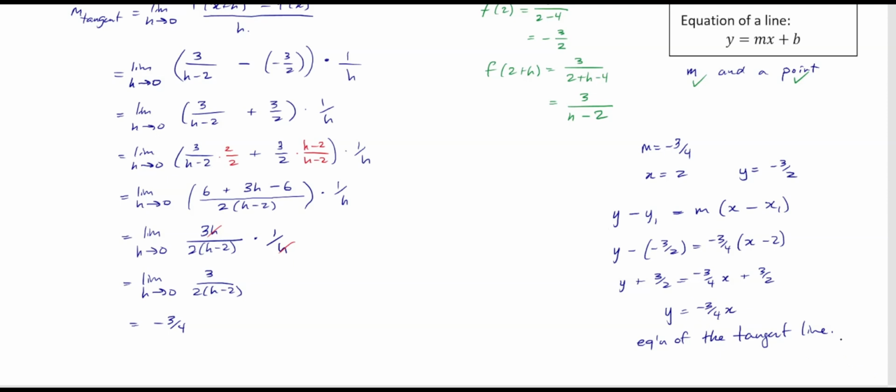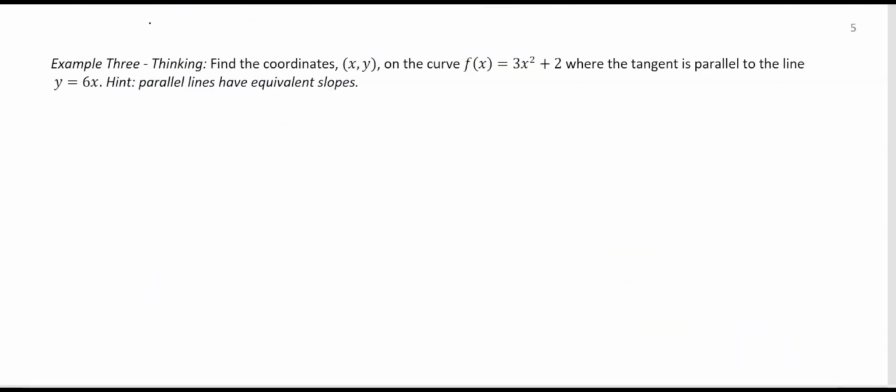All right, let's move on to the final question. This is an example of a thinking question. Find the coordinates x, y on the curve f of x is equal to 3x squared plus 2 where the tangent line is parallel to the line y is equal to 6x. Okay, so we have a line here, y is equal to 6x, and we have to think about our slope-intercept form, y is equal to mx plus b. So we can see the slope of this line is equal to 6. But I want to find the coordinates where the tangent is parallel to this line.